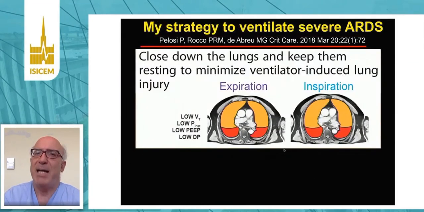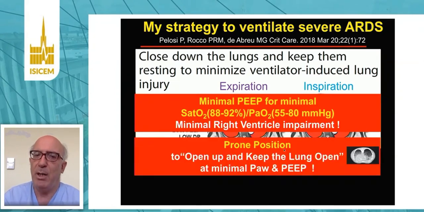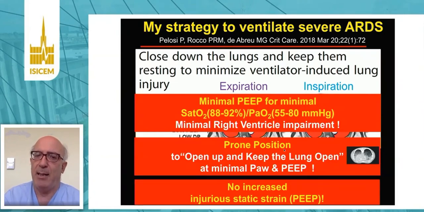So my strategy to ventilate RDS patients: close the lungs and keep them resting to minimize ventilator-induced lung injury. Look for minimal PEEP for minimal saturation, 88 to 92%, or PO2 55 to 80 millimeters of mercury, which might be associated with minimal right ventricular impairment. Prone the patient to open up the lung and keep the lung open at minimal respiratory pressure and PEEP, and thus no increased injurious static strain, which is induced by higher levels of PEEP.